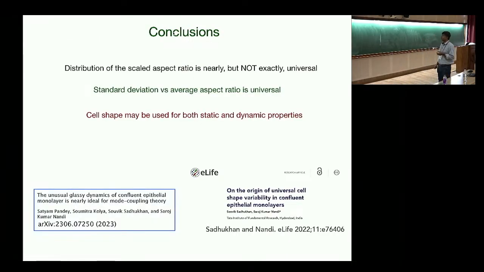So to conclude, the distribution of the scale aspect ratio is nearly but not exactly universal. The standard deviation versus average aspect ratio is universal. Cell shape may be used for both static and dynamic properties, and we need to understand this in more detail. And one can get more detail about these aspects in these two papers.